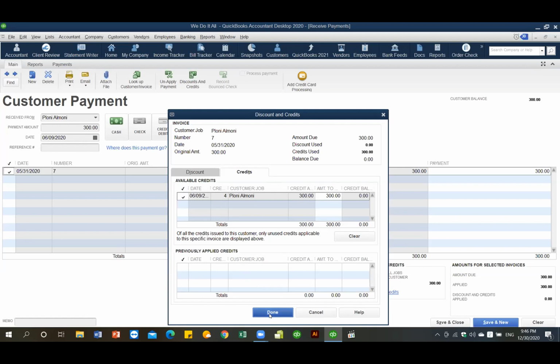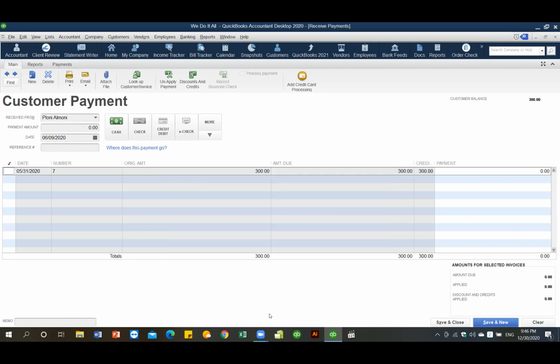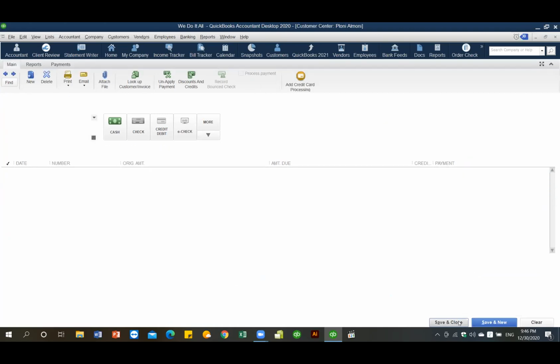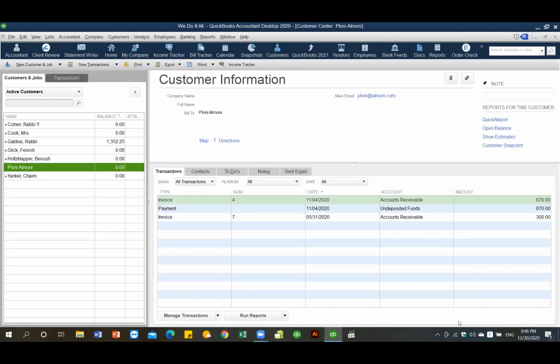Sometimes you can choose an amount. Sometimes he has a bigger credit and you're not using the whole credit. Sometimes he has a credit for $500 and you're only going to select $300. Okay, save and close. So now you did several parts of tonight's class.